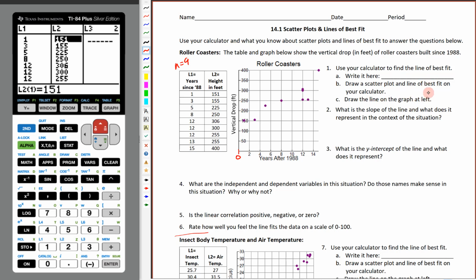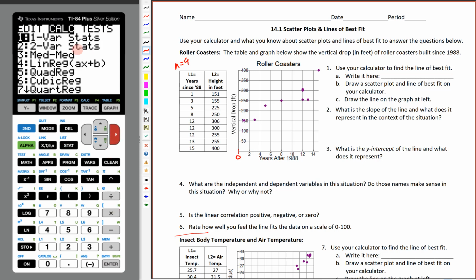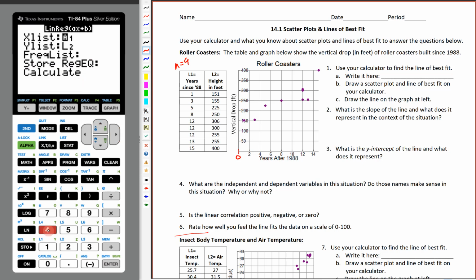Draw a scatter plot and line of best fit on your calculator, and then draw the line on the graph at left. So this thing right here we actually want to do just like we did in the notes. We actually want to draw a line here. So remember, this is how we do this. I'm going to hit second quit. We know we've got the right data in L1 and L2, so we're going to hit Stat, and we want to calculate something. We want to calculate a line of best fit, and that's called number 4, LinReg, AX plus B. So I'll come down to 4, or I can just hit the number 4.